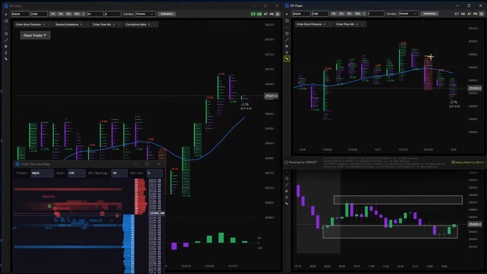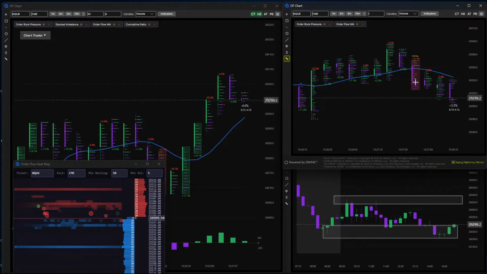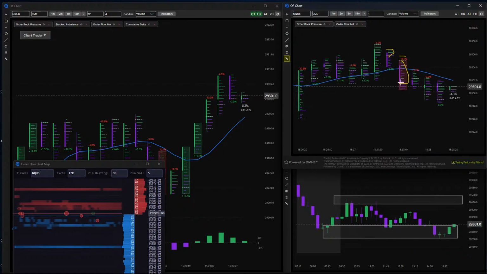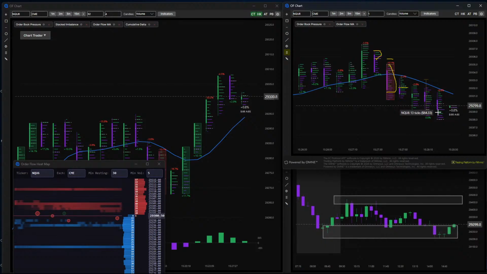Okay, we got 10% more sellers than buyers on this candle right here, and we closed below. We had a value area high and low, so the value area was moving downwards. We closed below this moving average. So if you got in here, obviously you're making money. This is not an A plus setup, but you probably book around $60.